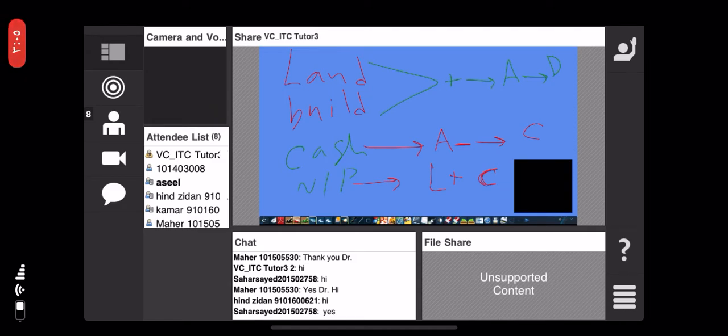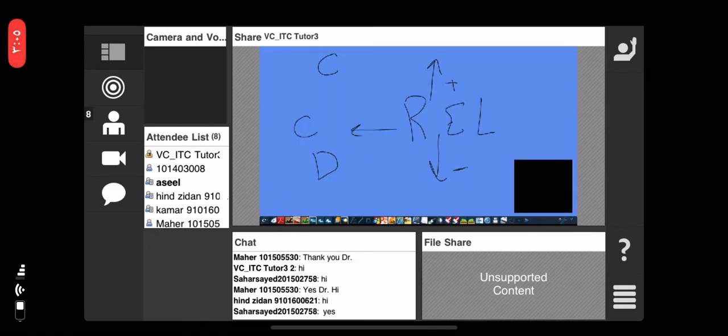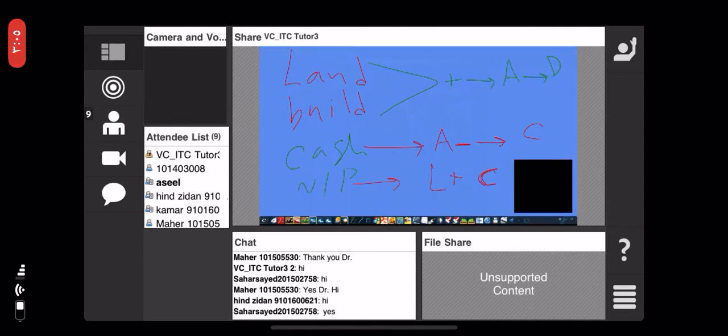Here, if you want to go to check liability, what I said for liability increase, what you will put? Credit. Clear? VC, clear? So now we have two items. Land and building will be in the debit side and cash and notes payable will be in the credit.